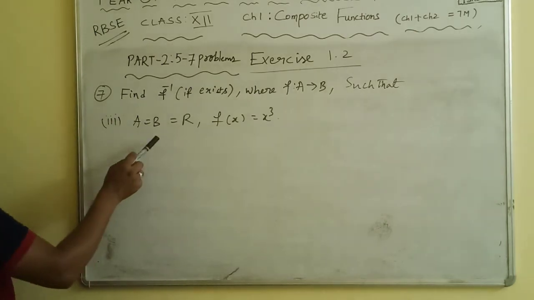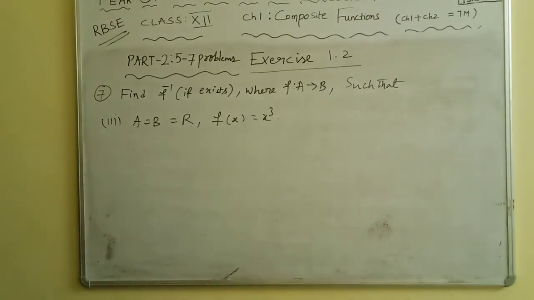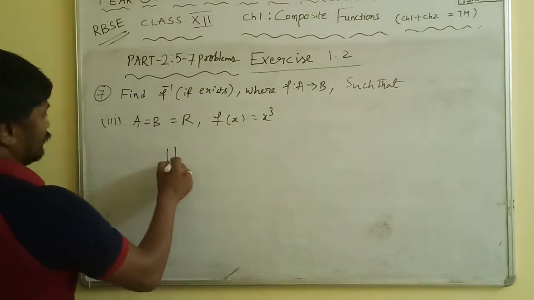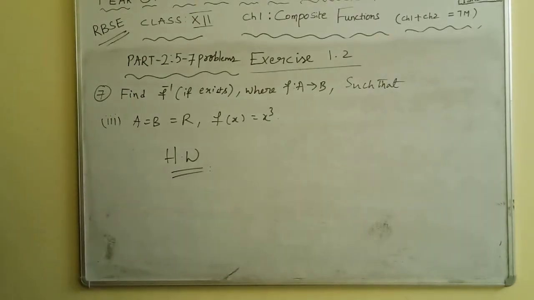Capital A is equal to capital B is equal to R, f of x is equal to x cube. So A belongs to R, B belongs to R, and f of x is equal to x cube is given. You need to find whether f inverse exists or not. So this is your homework problem. If you have any doubt, you can comment so that I can understand and solve it. Otherwise, you can WhatsApp me so that I can help you out. So this is about your seventh question.